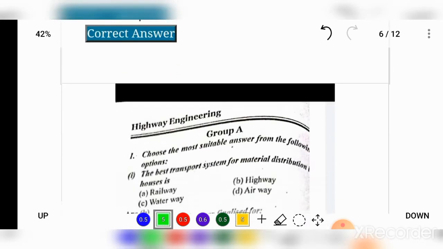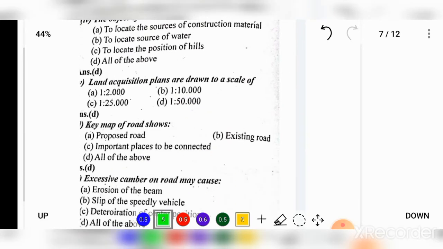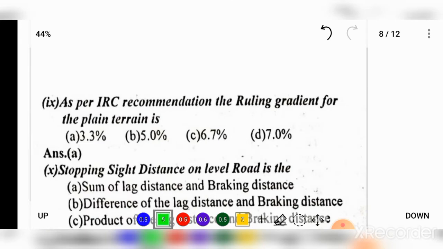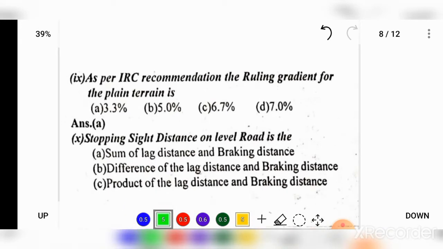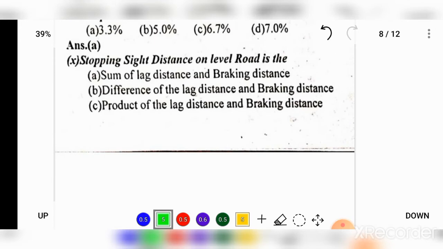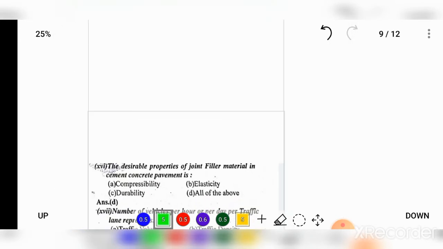Now next, as per IRC recommendation, the ruling gradient for the plain terrain is 3.3%. Stopping sight distance on level road is... ये अधूरा क्वेश्चन है, बाद में करते हैं इसको.